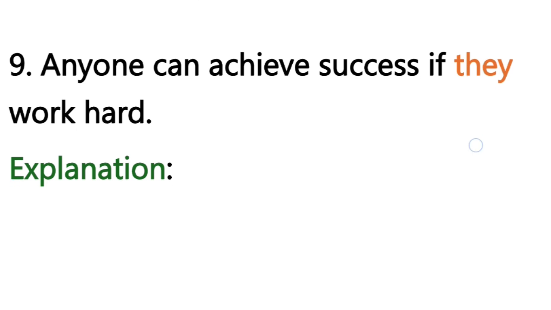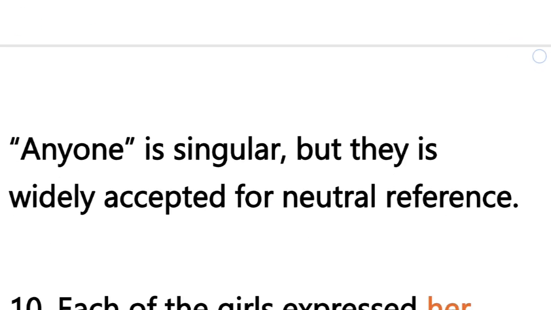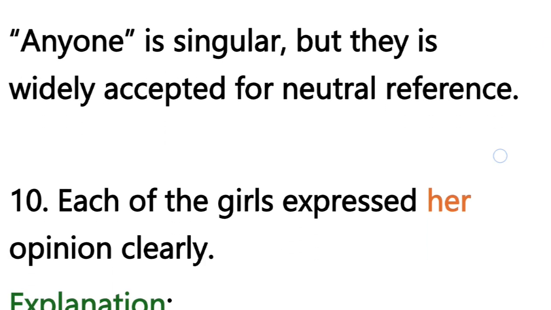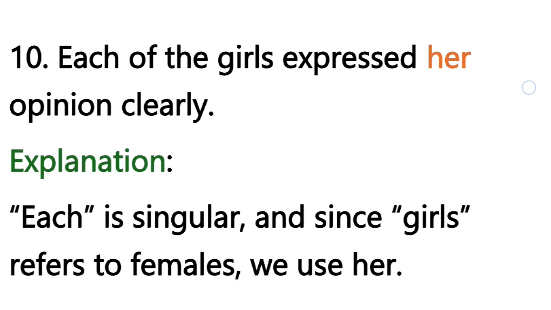Question 9, which says, anyone can achieve success if dash work hard. Answer will be they. They work hard. With anyone, we have used the pronoun they. So why have we used they? Because we have to be gender neutral. Anyone is singular, but they is widely accepted for neutral reference. We have to be gender neutral, so we have used they as the pronoun.